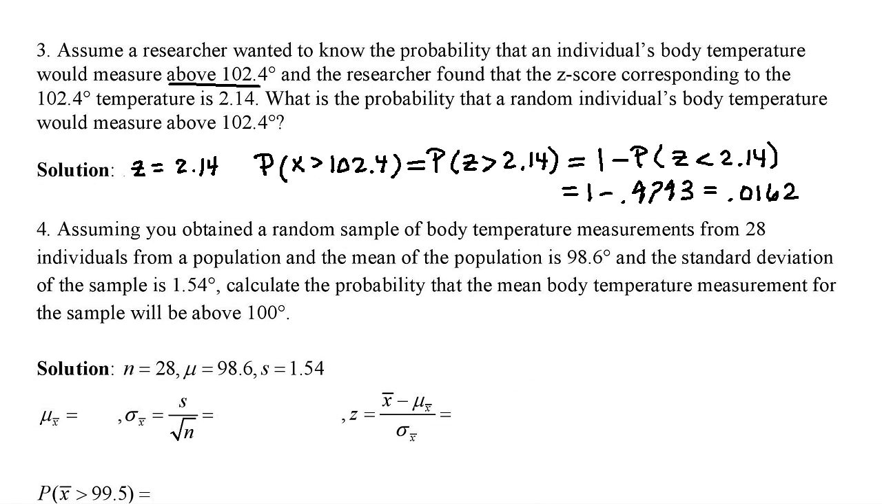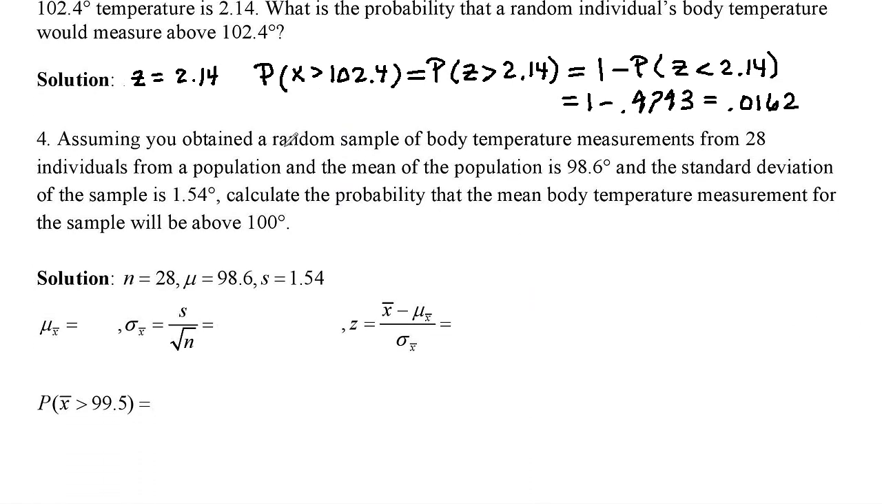And then our last problem that we're looking at here is saying, assume that you've got a random sample of body temperature measurements from 28 individuals. So not just one measurement, but 28 different measurements from a population. And we know the mean of the population is 98.6 degrees. That's your normal body temperature on average. Some people lower, some people higher. And then the standard deviation of the sample is 1.54 degrees. Calculate the probability that the mean body temperature for the whole sample will be above 100. So that's saying the mean of those 28 people that we took measurements from.